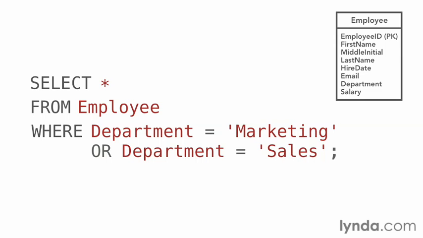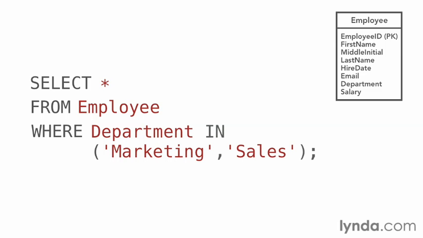Now, if you wanted to check for multiple values where you're interested in the same column having several different options, in this case, department being marketing or sales, we can also use the word in and then surround multiple values inside parentheses, separating them by commas. Because I'm checking for a text value, I need to surround each independent value with the single quotes and just separate them by commas here.